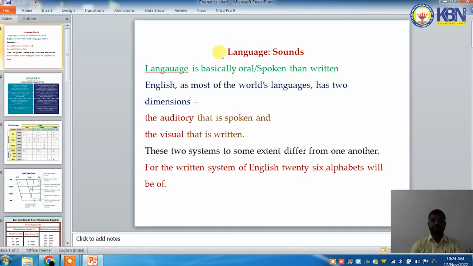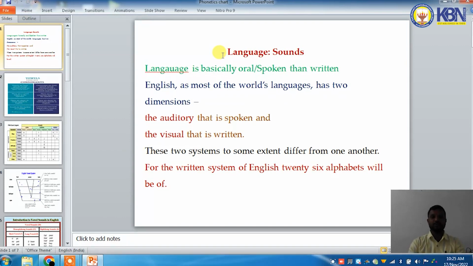At the outset, first and foremost, I would like to bring to your notice that the English language has 26 alphabets. These 26 alphabets are quite capable of producing 44 sounds. These 44 sounds are divided into two divisions, one as vowels and the other as consonants. You may ask me a question, sir, what is the criteria for the division of these 44 sounds into vowels and consonants? What is the base?